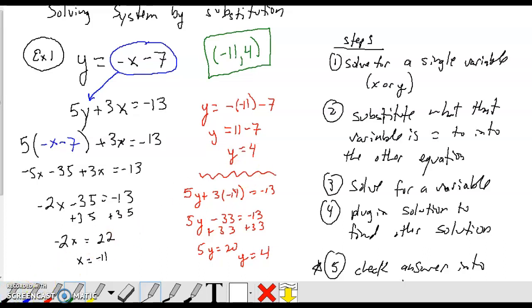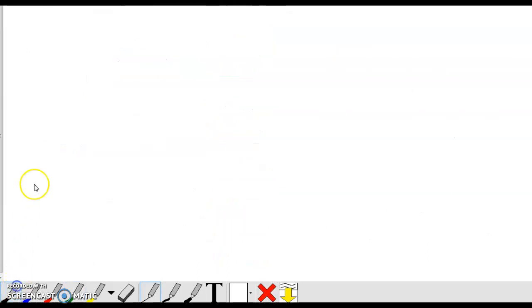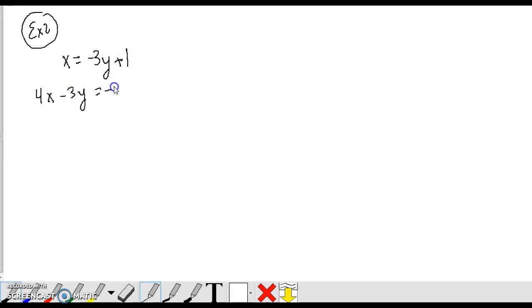Okay, let's go ahead and try another one. All right, so let's call this example 2. So again, if you want to write this down in your examples, we're going to say x is equal to negative 3y plus 1, and 4x minus 3y is equal to negative 11. So step 1, solve for one of the variables. Notice that our top equation is already solved for it. And again, I'm going to see that that's equal to x.